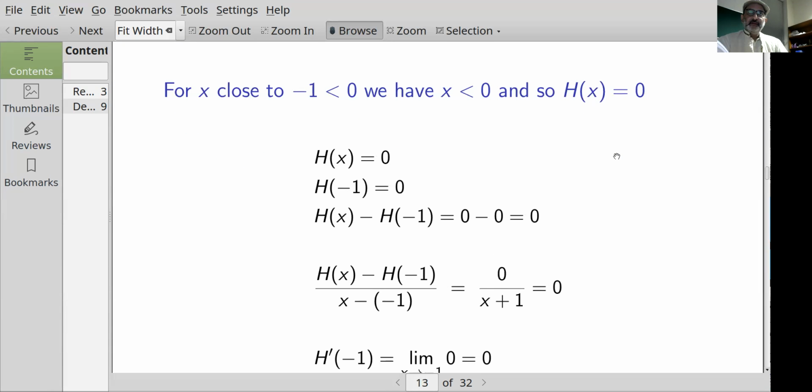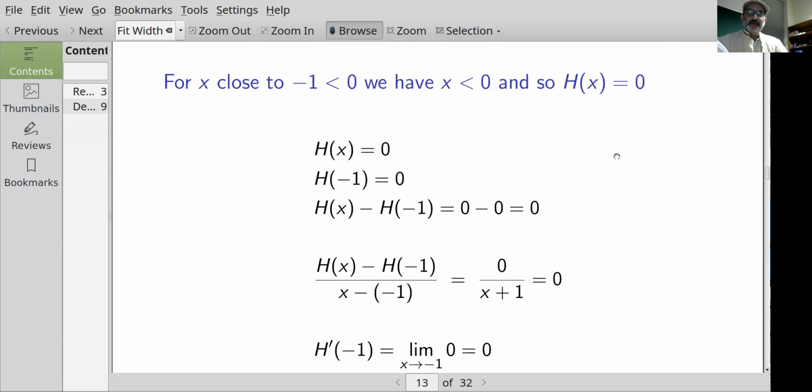Okay, note that for x close to minus 1, remember we're taking the limit as x goes to minus 1. So we're letting x get arbitrarily close to minus 1. So if x is very close to minus 1, which is negative, then x must be negative. And when x is negative, then the Heaviside function returns 0 for h of x. So then h of x is equal to 0. H of minus 1 is equal to 0. The difference between h of x and h of minus 1 is 0 minus 0 equals 0.